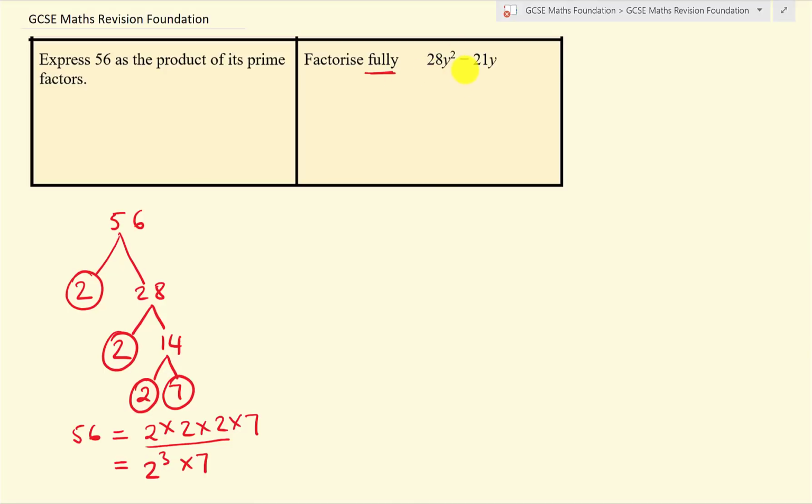I could get the answer without factorizing fully. I'll probably get 1 out of 2 marks. But if you factorize fully, you get 2 out of 2. So find the highest common factor. So that will be 7, and y squared, and y common factor is y. 28 divided by 7 is 4. Y squared divided by y is just y. Minus 21 divided by 7 is minus 3. Y divided by y is just 1. So answer is 7y brackets 4y minus 3.